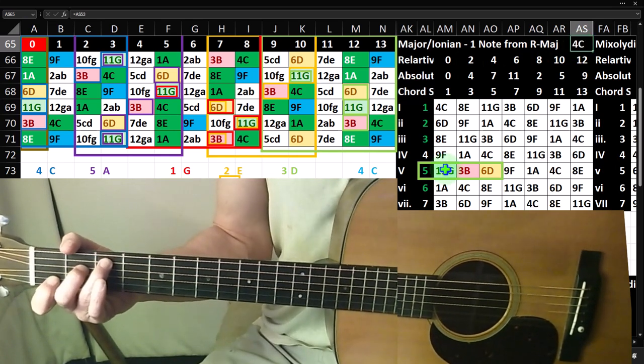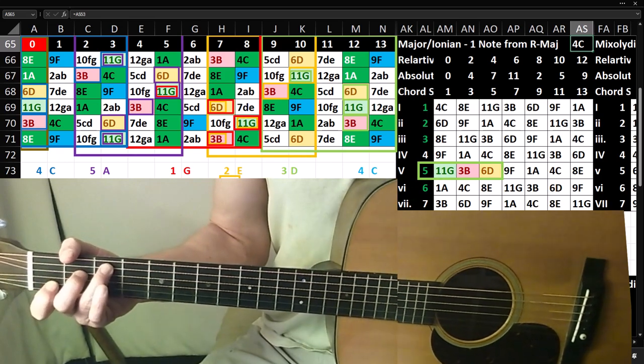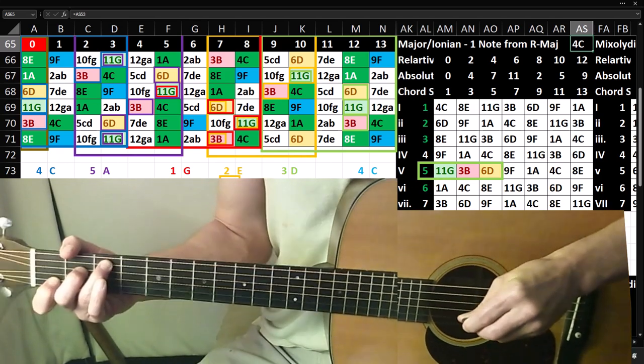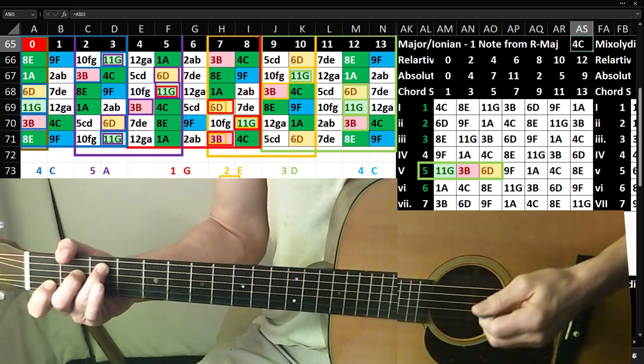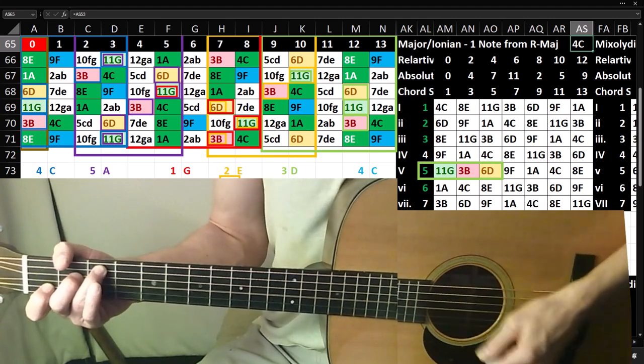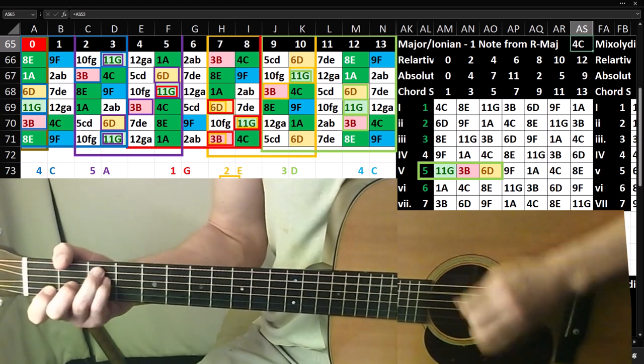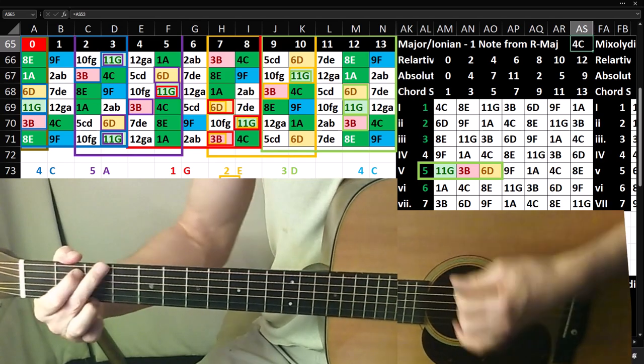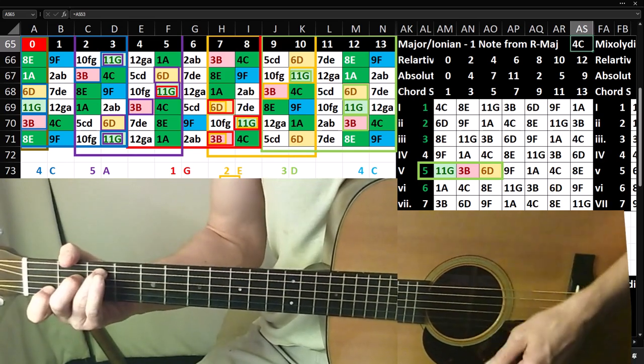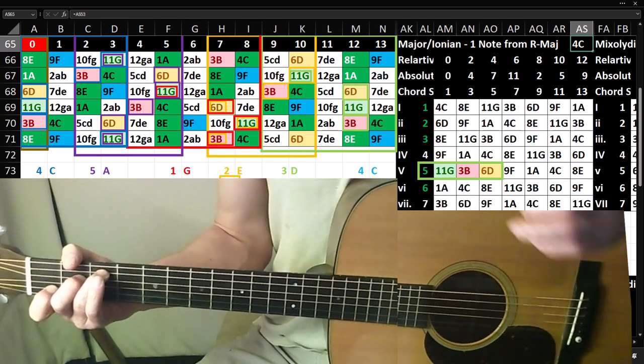So in other words, if I was in open position here, if we were practicing the G chord, then we could say, okay, I'm just gonna throw it into my mix when I'm playing a C. So I'm playing a C, F, and then like the G, and then back to the C, so that I can just throw it into the mix.